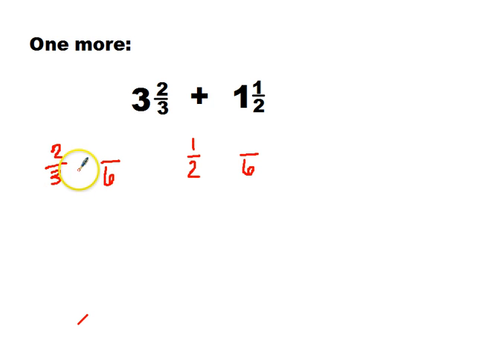6 divided by 3 is 2. Do it to the bottom, do it to the top. 3 times 2 is 6, 2 times 2 is 4. And 2/3 and 4/6 are equivalent. Next one is 1/2 to 6.